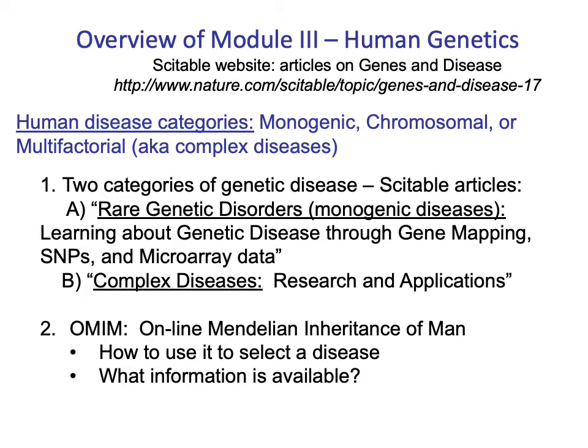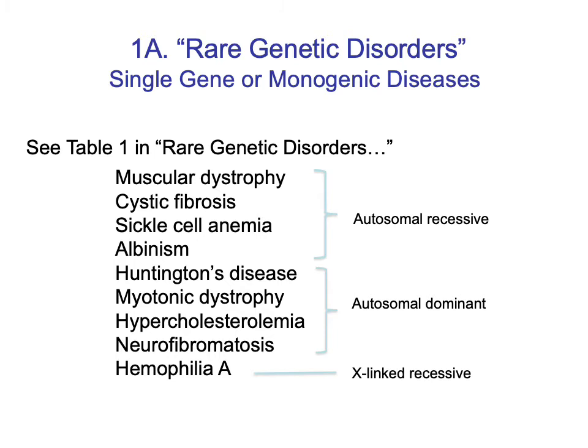So I'm going to tell you just a little bit about monogenic versus multifactorial diseases, and then we'll spend a tiny bit of time talking about how to use OMIM, a really helpful online resource. Okay, so first, these single gene or monogenic disorders. There's a nice list of them in Table 1 of that online reading.